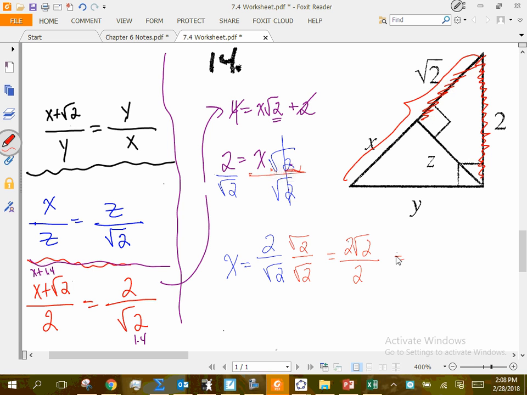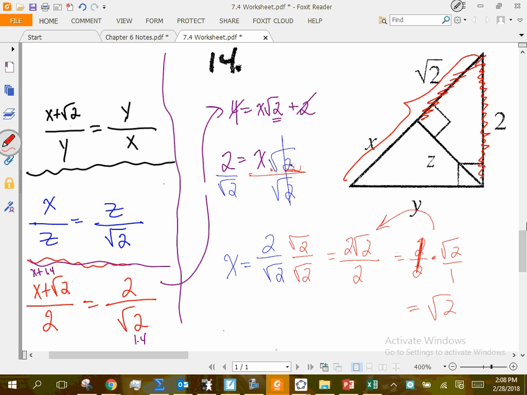Would you guys agree that 2 radical 2 over 2 is the same thing as 2 over 2 times radical 2 over 1? If I multiply those together, do I still get that thing right there? What's 2 divided by 2? That goes to 1, right? So 1 times radical 2, isn't that just radical 2?